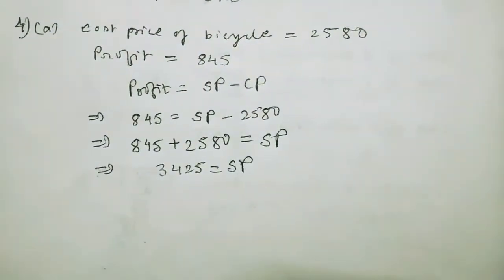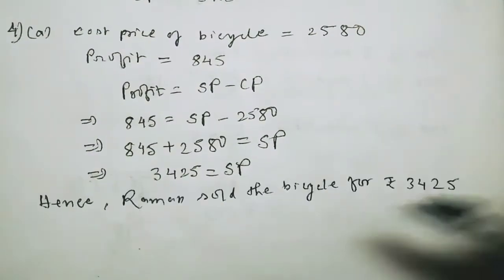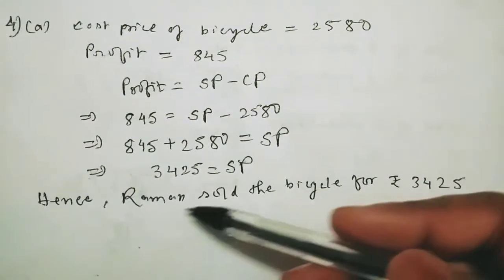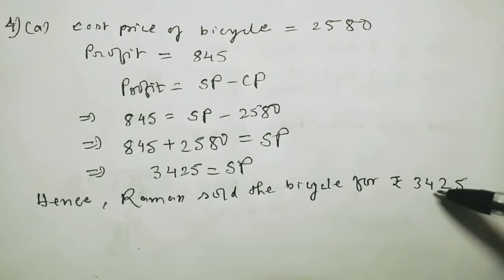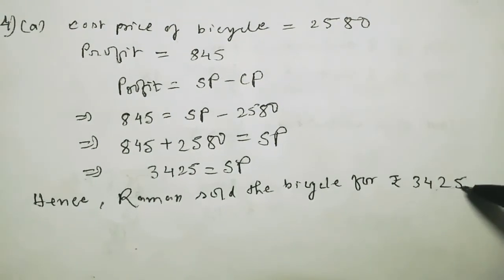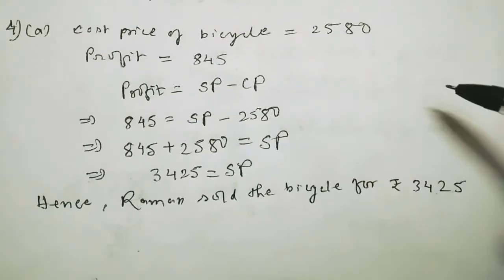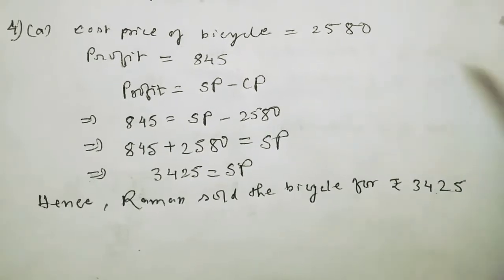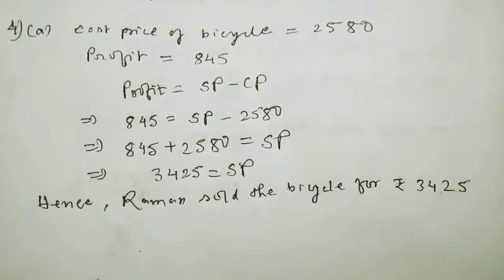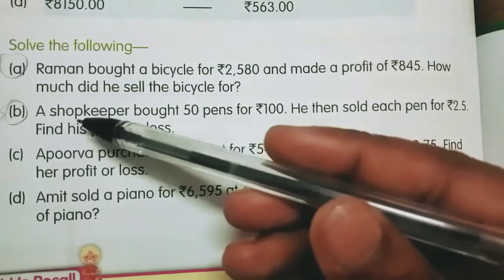Now write the last what is asked in the question. So at last you have to write down: Hence Raman sold the bicycle for rupees 3425. So in this way you have to write at the last, because this is a word problem. You have to write the sentence. Okay.